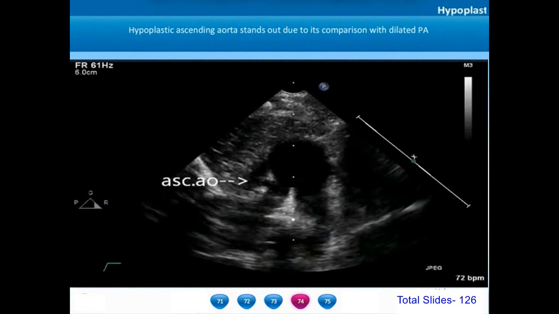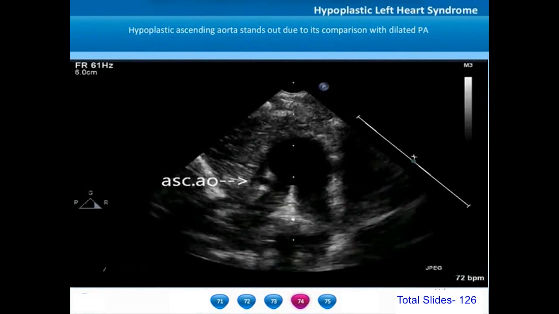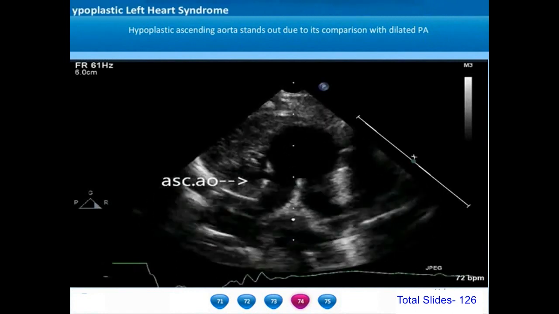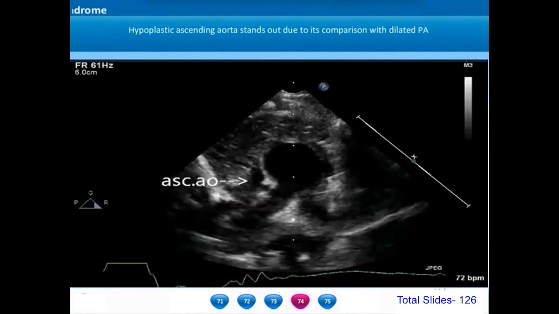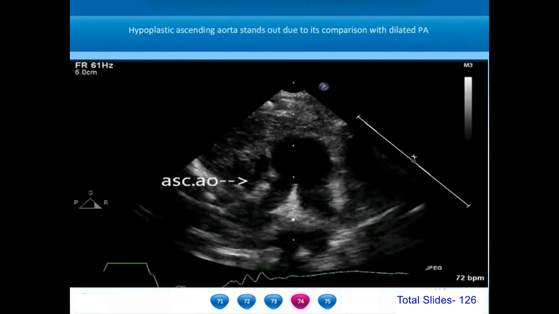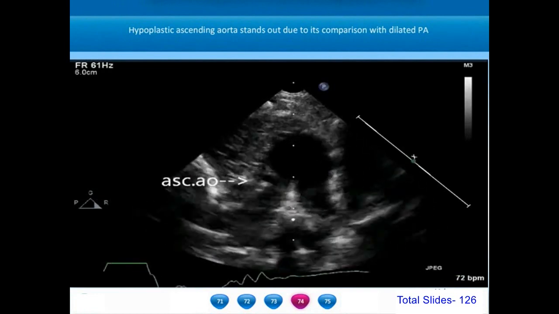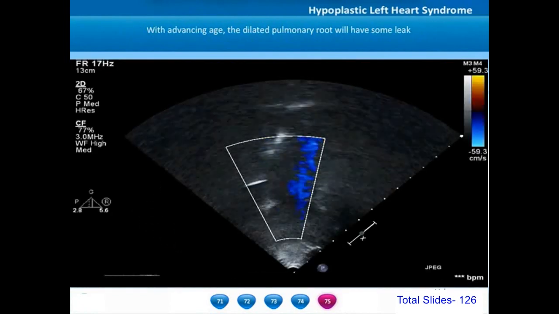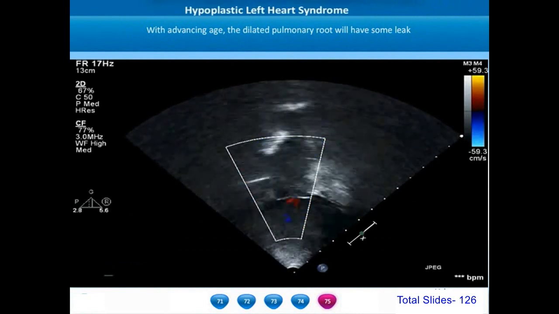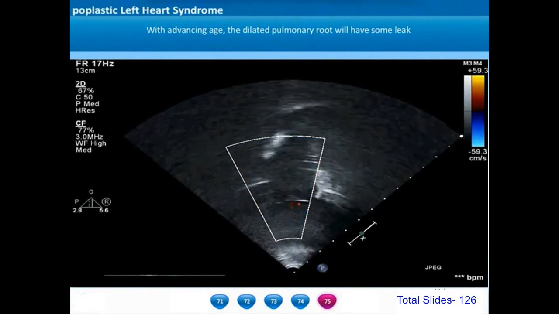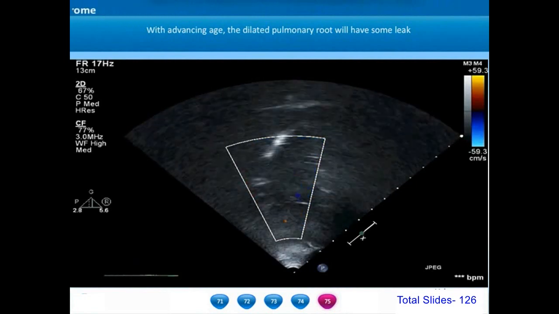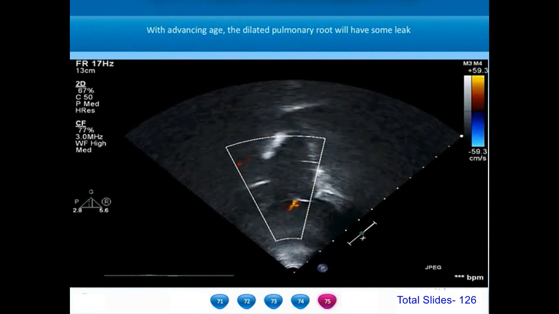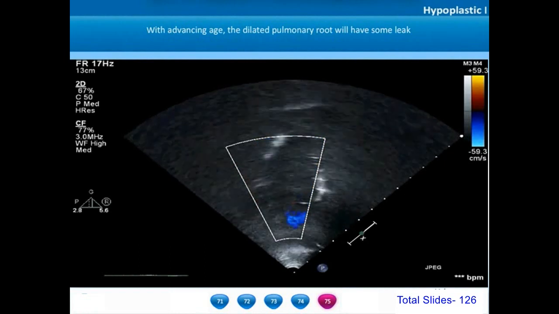The short axis view shows the dilated main pulmonary artery and the dilated right and left pulmonary arteries. We can see the very small diminutive ascending aorta and note the comparatively large sizes of the branch pulmonary arteries. The color Doppler echo shows the flows across the pulmonary valve. There is a very trivial pulmonary valve regurgitation. With advancing age, the dilated pulmonary route will have increasing degrees of regurgitation.